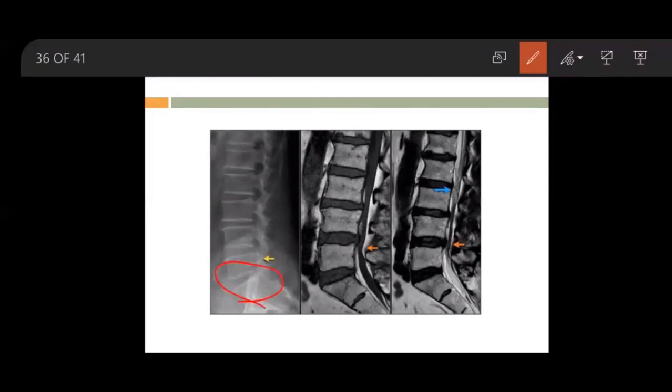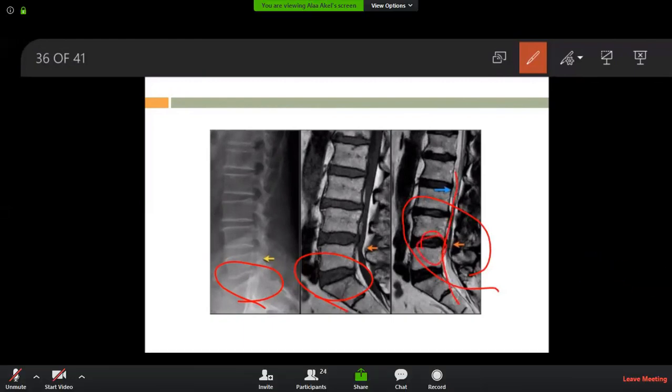This is how to count. This is the last disc space, which is obvious. So this is L5S1. Here we can see in this picture the termination of the cord, which is the cauda equina. Here we can see the compressive element from the intervertebral disc.